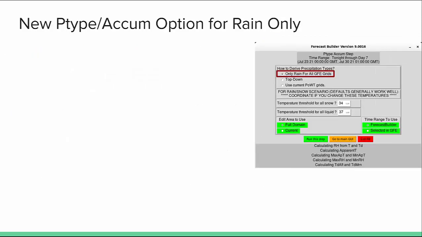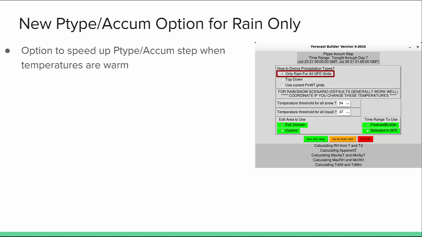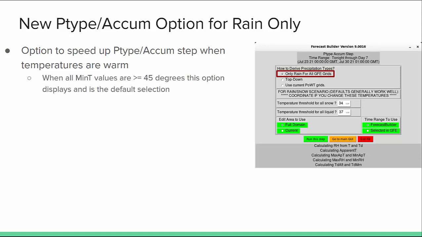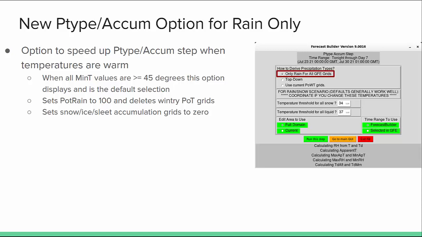A new item here too with the ForecastBuilder program in this version 9 is the option for rain only. So this is an option just to speed up the precipitation type and accumulation step when you're in a completely warm scenario, say you're during the summertime, when your min temperature values are just going to be greater than or equal to 45 degrees. And actually, that's when this option will show up. When you have that option selected and hit run this step, it's going to just set pot rain to 100 and get rid of all the wintry precipitation type grids, and then set your snow, ice, sleet grids to 0.